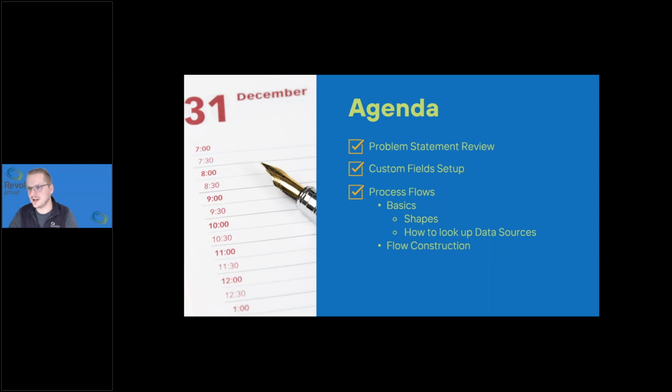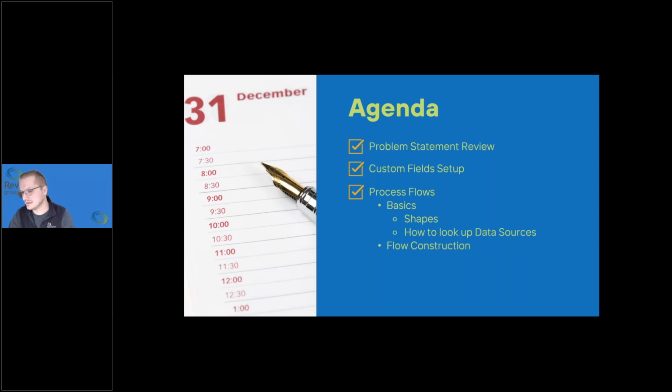All right, so you didn't come here today to hear me describe Revolution Group. So getting into the nuts, the agenda: we're going to go through our problem statement that we introduced in the previous webinar, where we encountered a problem with cycle counting. We're going to review our custom fields setup that we performed in the last webinar, and then we're going to dive right into process flows.